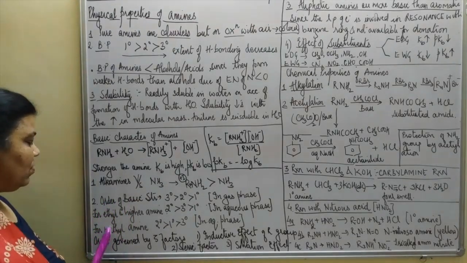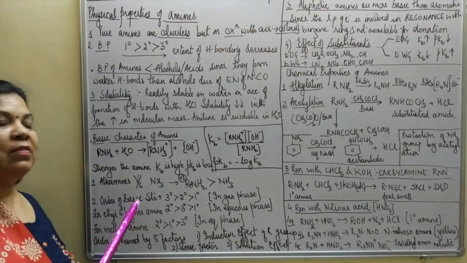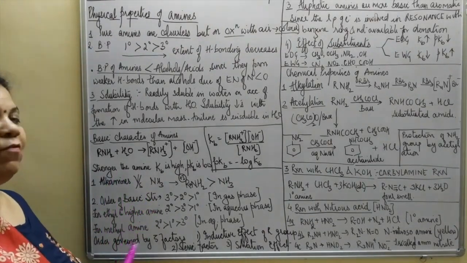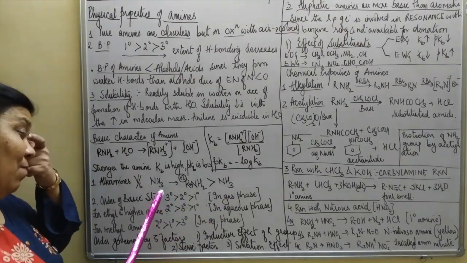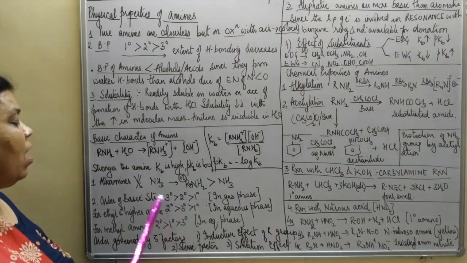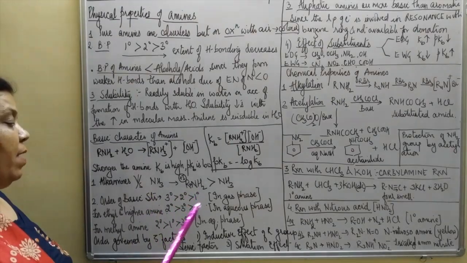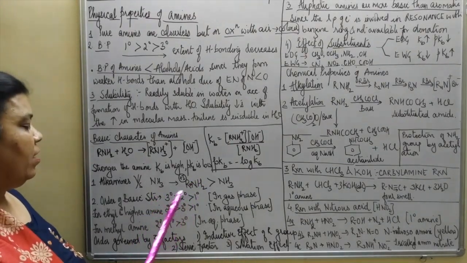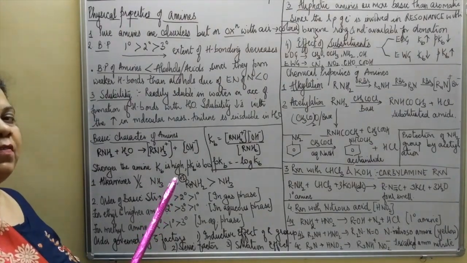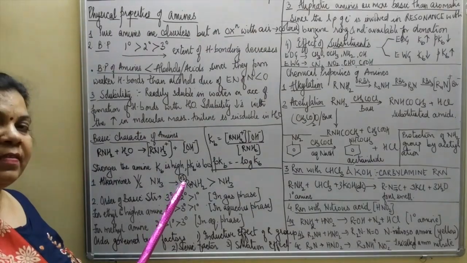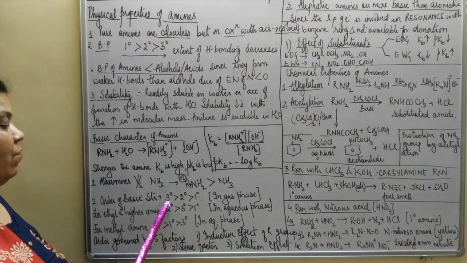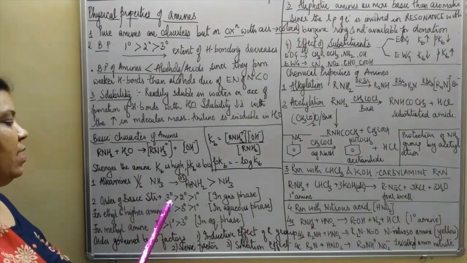Now let us see, this is also a very important concept which is often asked as a 1 mark question in the board exam: the order of basic strength. If you see, in gas phase, 3 degree amines are the most basic as compared to 2 degree and 1 degree. And this order can be explained on account of the inductive effect. Since in 3 degree amines there are 3 R groups, all of them exerting the plus I effect and increasing the availability of the lone pair on nitrogen to a maximum extent, which makes 3 degree amines the most basic in nature.